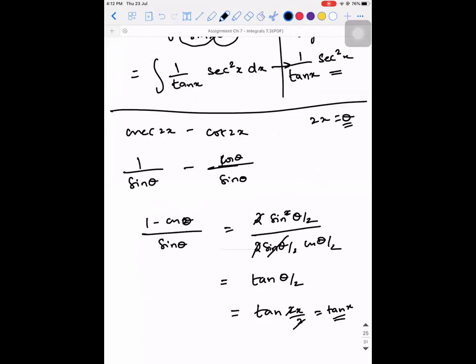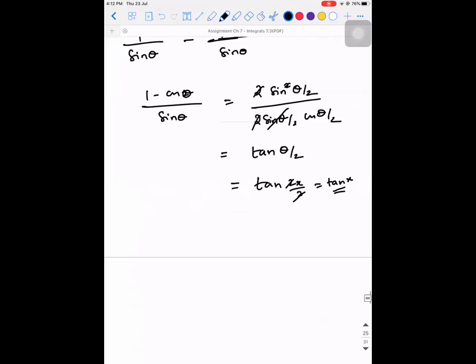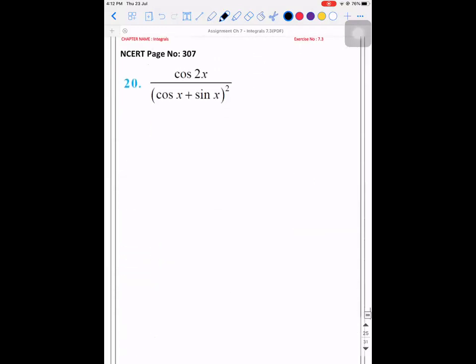Shall I move on to the next one? Yes, sir. Okay, can you guys try this one? Cos 2x divided by cos x plus sin x the whole square. It's again one step. So cos 2x, looking at the denominator, what idea do you get? Which format will you prefer? Cos square x minus sin square x.